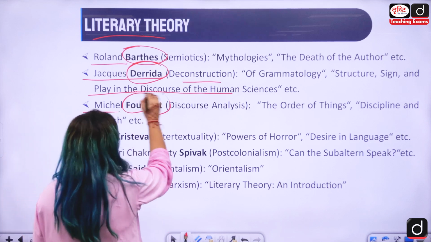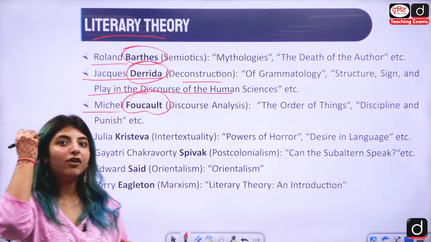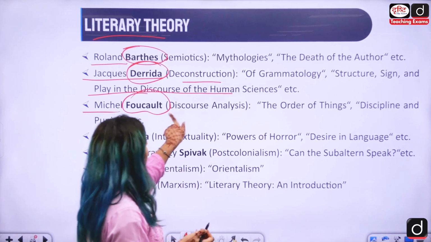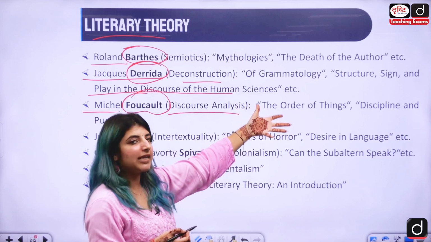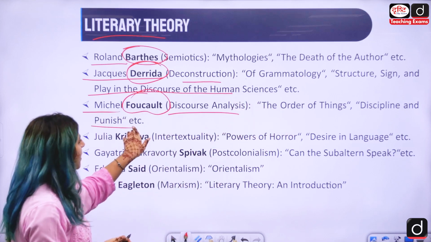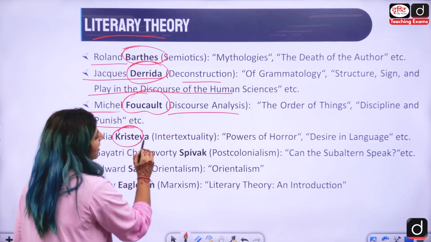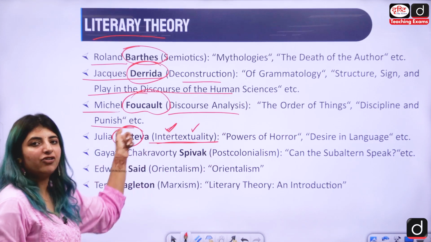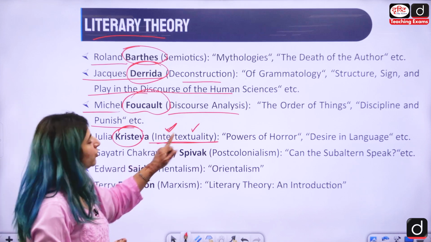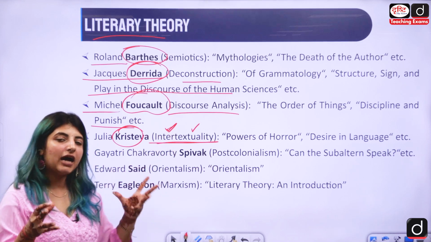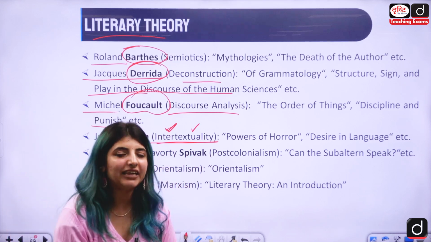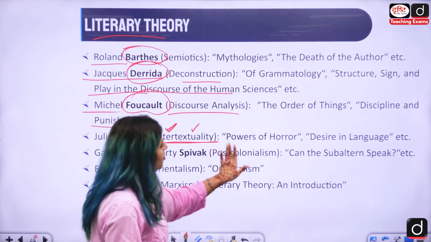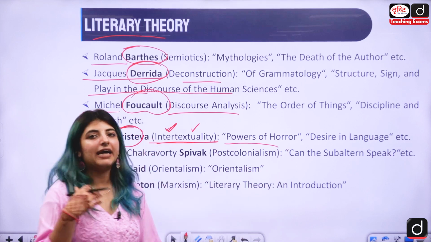Michel Foucault, I tried to tell you all about the theory of discourse, power, knowledge, how he tries to talk about it, right? So discourse analysis with his works like The Order of Things, Discipline and Punish, etc. Julia Kristeva, intertextuality. Many times they put such concepts and ask questions related to that. So intertextuality, she says that the texts are always and always interrelated. We should read the text with one over the other as well, right? So her works like Powers of Horror, Desire in Language, etc.